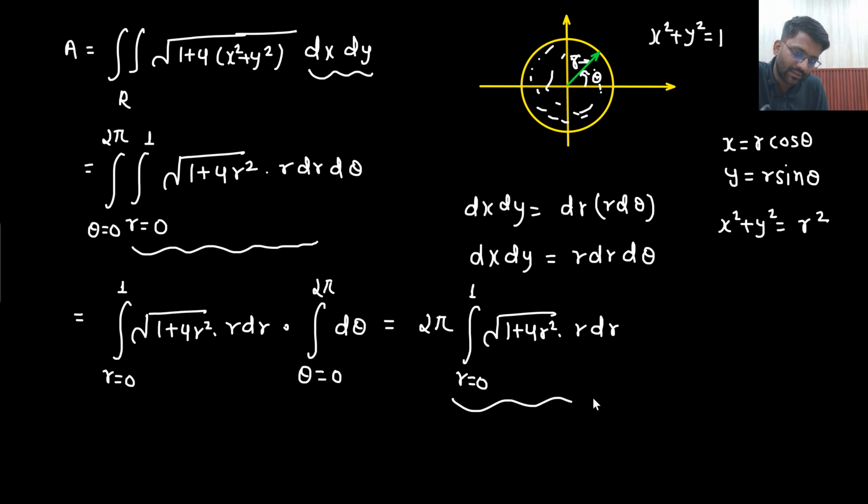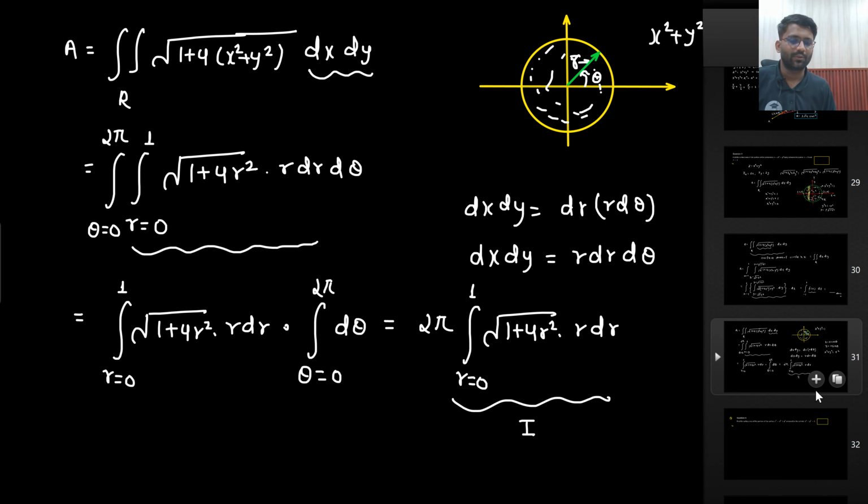What is this? This is your I. So we are supposed to find out I. Okay, so can you find out this I on your own? 1 plus 4r square, you will assume as t, and your job would be done. So what we are supposed to find out? We are supposed to find out I. So my I is r going from 0 to 1, under root 1 plus 4r square, r dr.